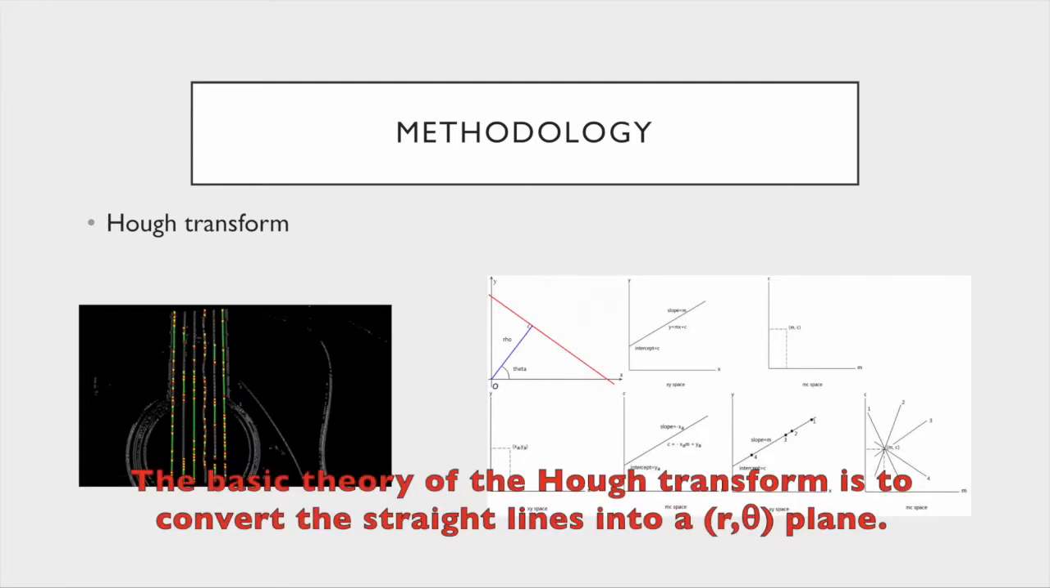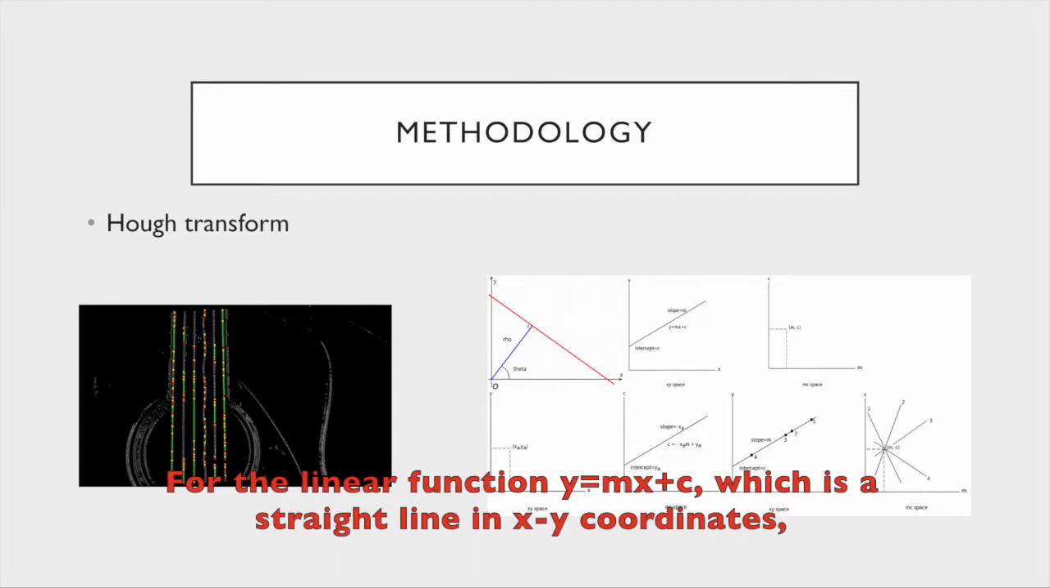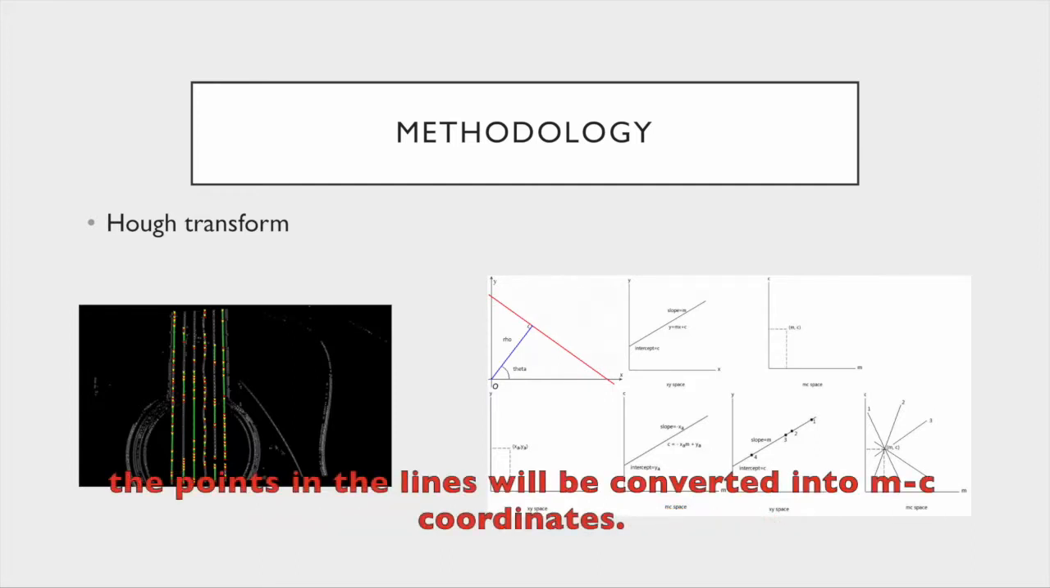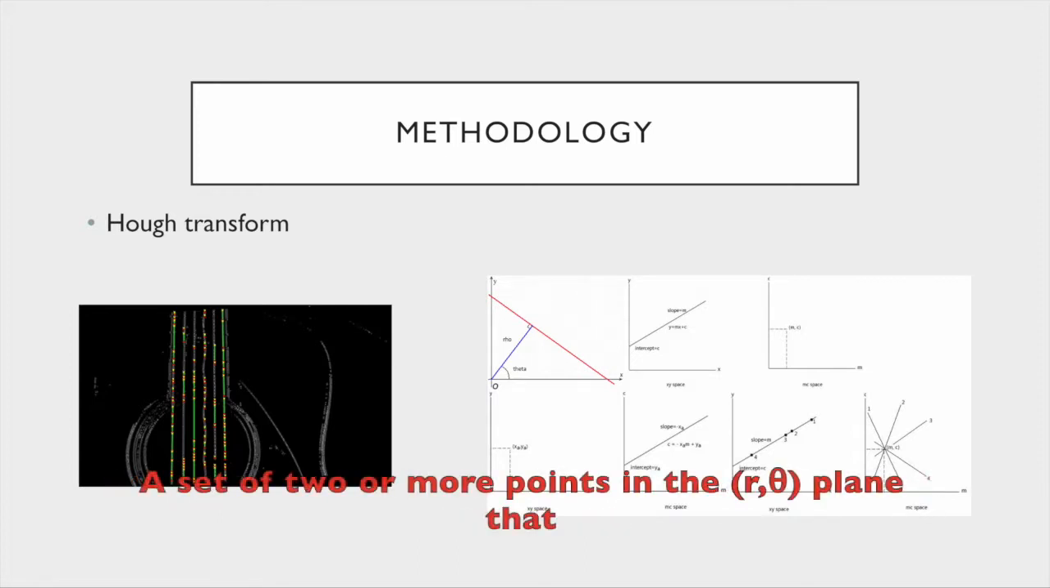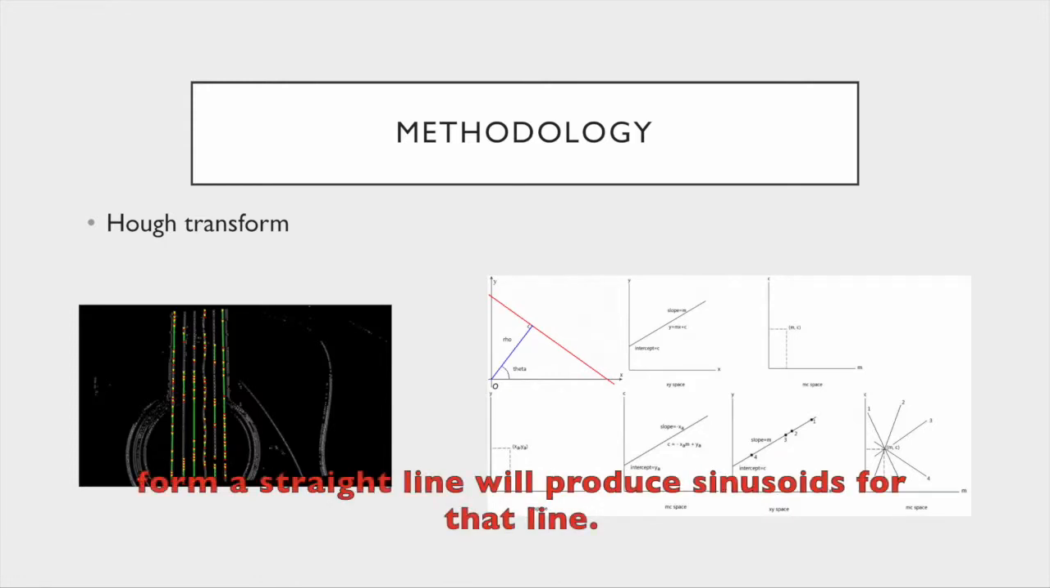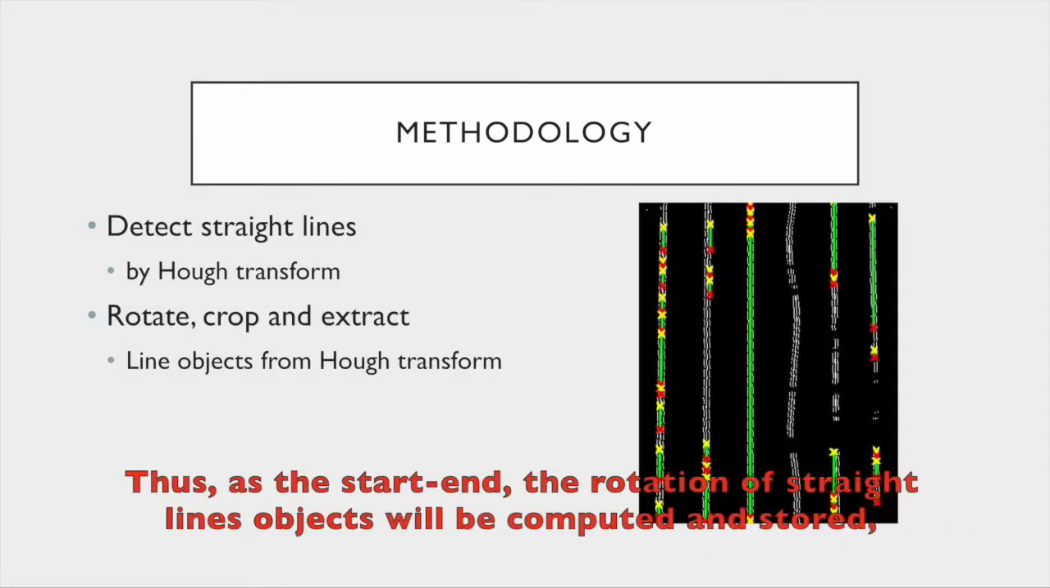The basic theory of the Hough transform is to convert the straight line into an r-theta plane. For a linear function y equals mx plus c, which is a straight line in the xy coordinates, the points in the line will be converted into mc coordinates. A set of two or more points in the r-theta plane that form a straight line will produce sinusoids for that line. The ends and the rotation of the straight line objects will be computed and stored.